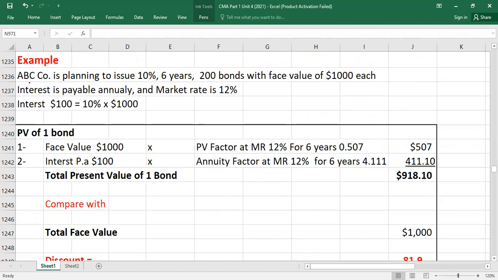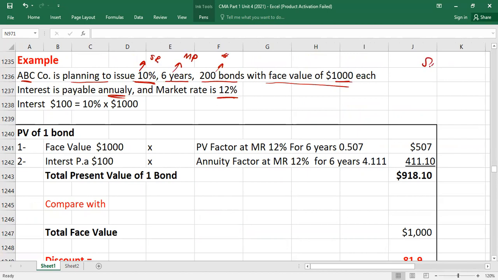Guys, here we have ABC company planning to issue 10%, 6 years, 200 bonds with face value of 1,000 each. As I told you, this 10% is the stated rate, 6 years is the maturity period, and 200 is the number of bonds. Face value is how much? 1,000 each. And interest is payable what? Annually. And market rate is how much? 12%. First tell me, is it a case of discount or premium?